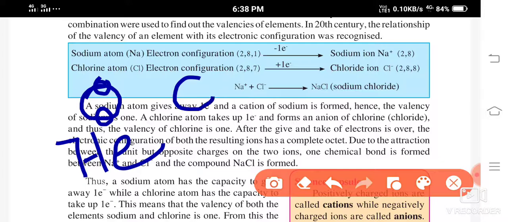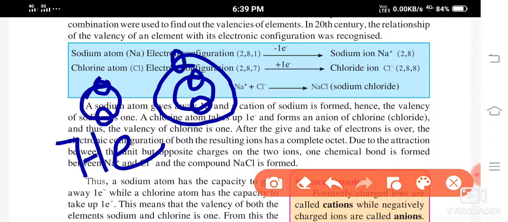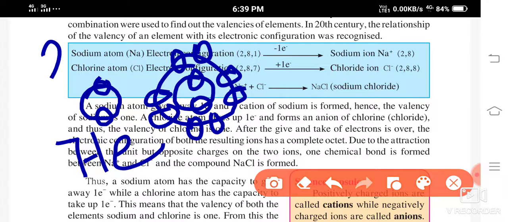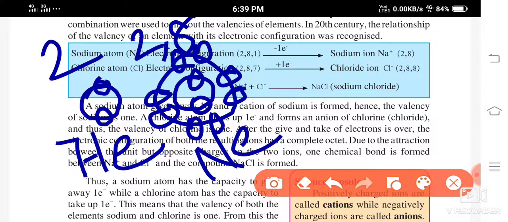Now see, neon. It can hold 2 and 8 electrons. Here only one shell, there 2 shells, so it is 2 and 8. So this is also stable because it has the octet state, right? So this is of neon.